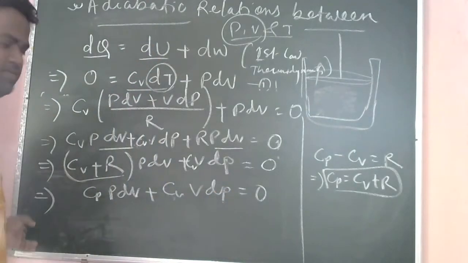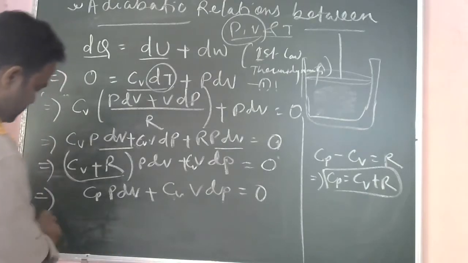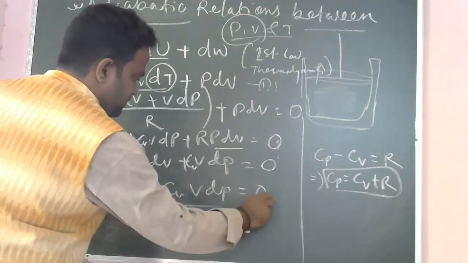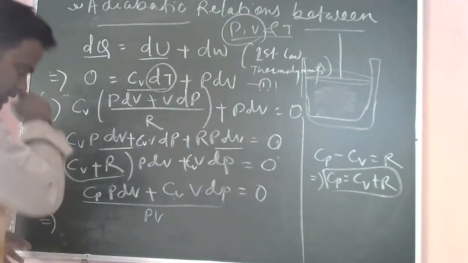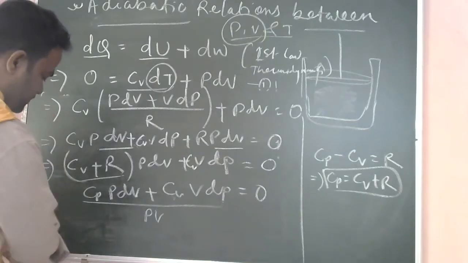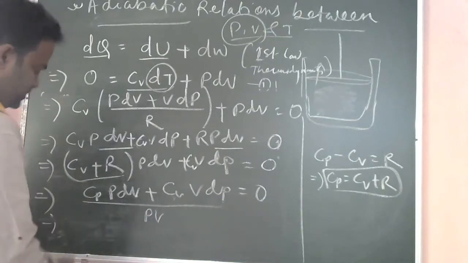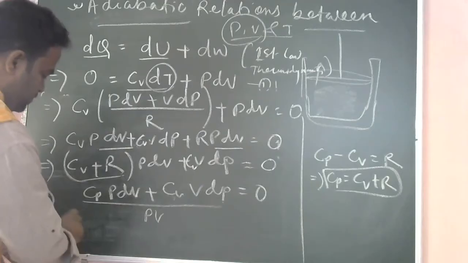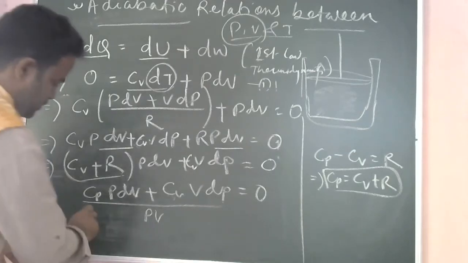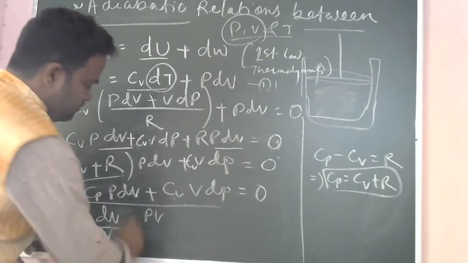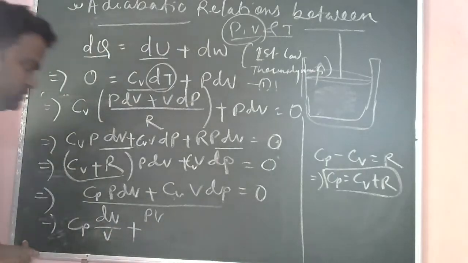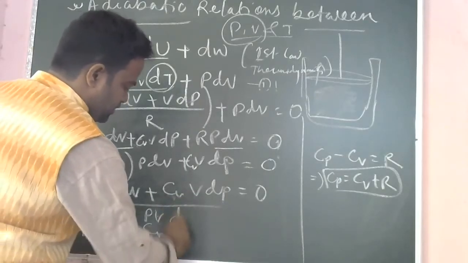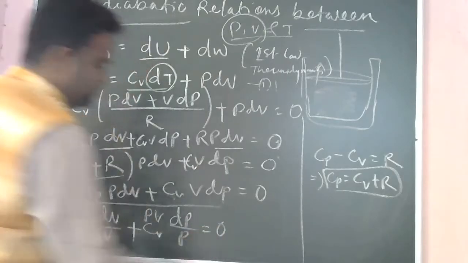Now I'll divide PV both sides. That means I'll divide PV here and PV here, and on the right side 0 by something is 0. So if I divide PV both sides, then what shall I get? I'll get Cp dV by V plus, V V cancel out, so Cv dP by P equal to 0.